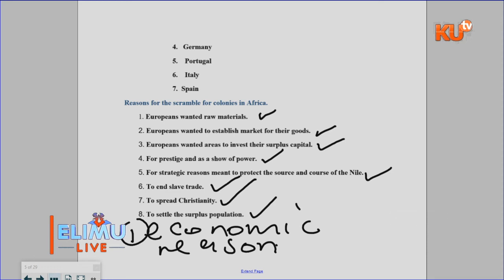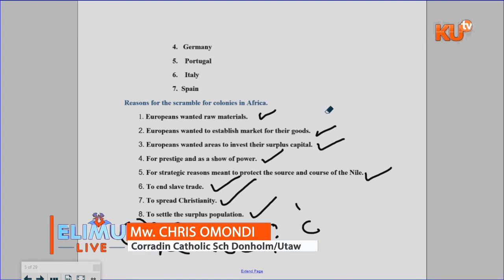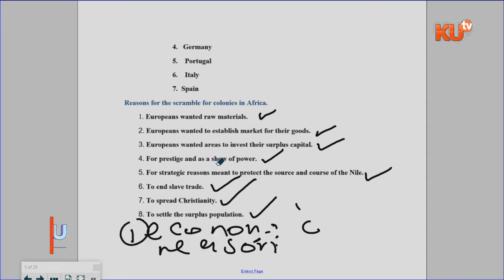We have also classified the reasons into different groups. The economic reasons: first, Europeans wanted raw materials, and second, they wanted to establish markets. Those are the only two under the economic reasons. They also wanted to invest surplus population, and there were social reasons, prestige. Then the strategic reasons, which are political.